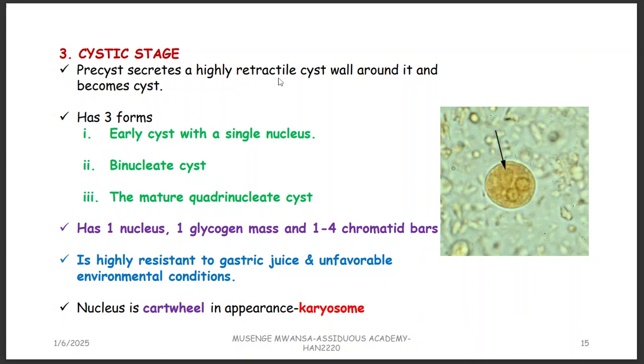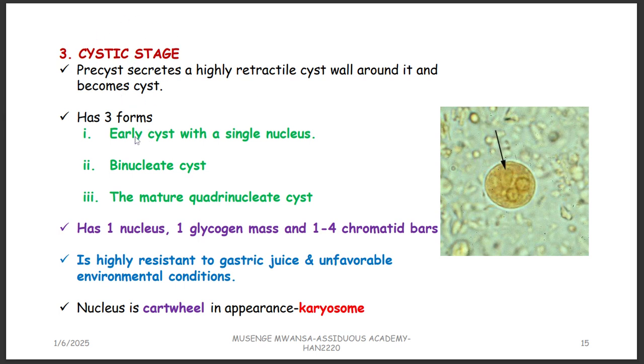So the next phase is known as the cystic stage. In the cystic stage, the precyst is going to secrete its highly refractile cyst wall. Once it secretes that cyst wall around it, it becomes a cyst. Now the cyst has three forms.